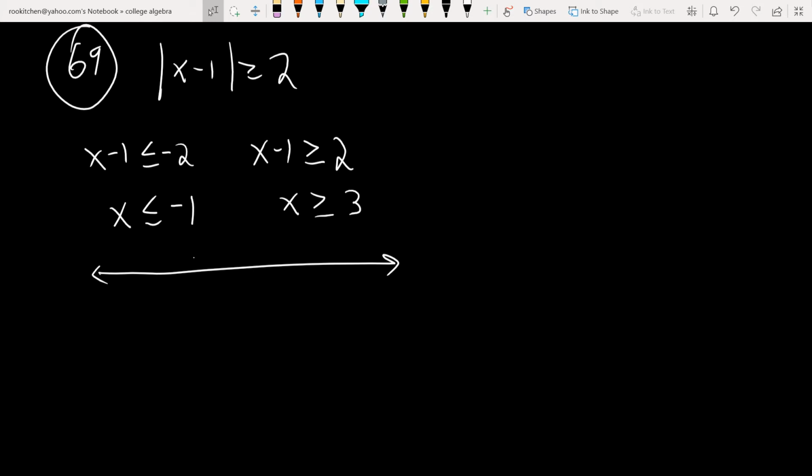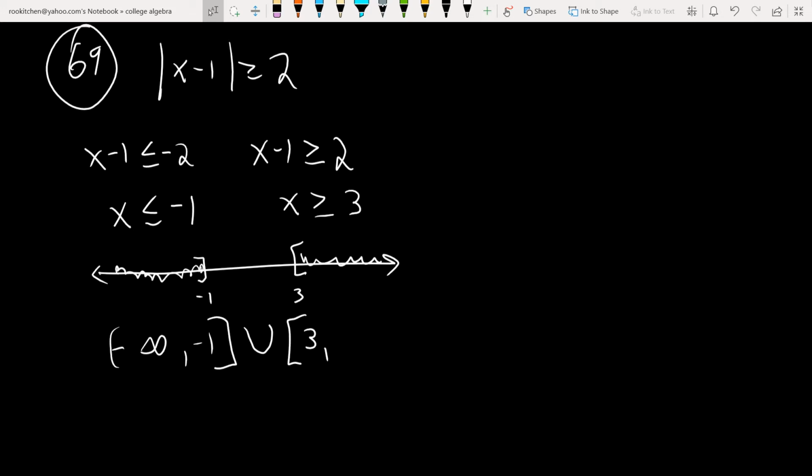Okay, so I need to write my answer in interval notation, and again, if you need a number line, go by all means. So everything less than or equal to negative 1, and then everything greater than or equal to 3. Okay, so we'll have negative infinity to negative 1, and then you have the union together with the interval 3 to infinity. So your solutions to that absolute value inequality are going to either be in this first interval from negative infinity to negative 1, or the second interval from 3 to infinity.